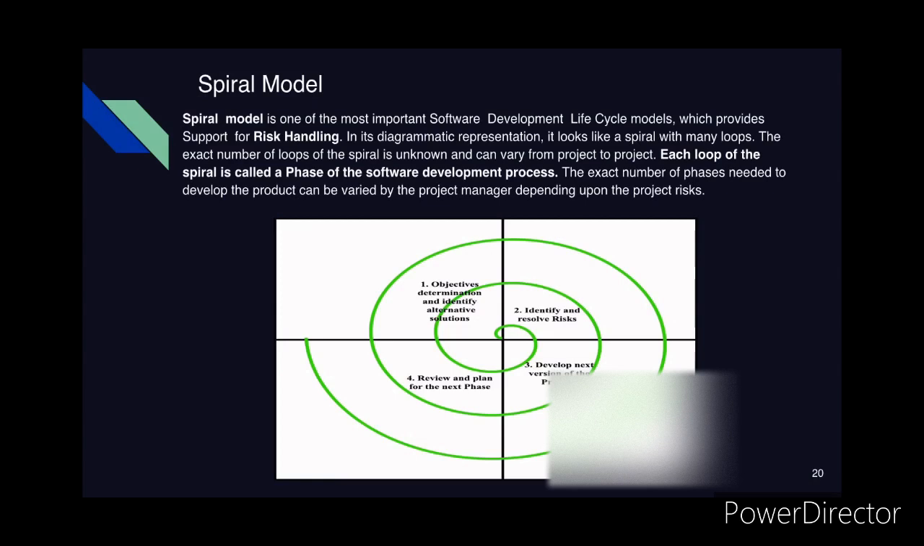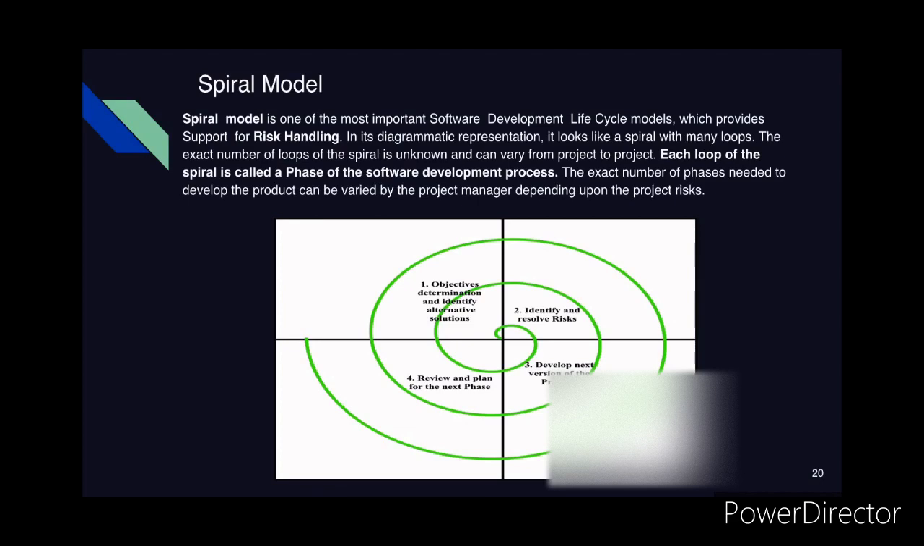So in the first phase here, objective determination and identifying alternative solutions. Requirements are gathered from the customers and the objectives are identified, elaborated and analyzed at the start of every phase. Then alternative solutions possible for the phase are proposed in this quadrant 1. In quadrant 2 you can see identify and resolve risks phase is there. During this second quadrant, all the possible solutions are evaluated to select the best possible solution. Then the risks associated with that solution are identified and the risks are resolved using the best possible strategy.